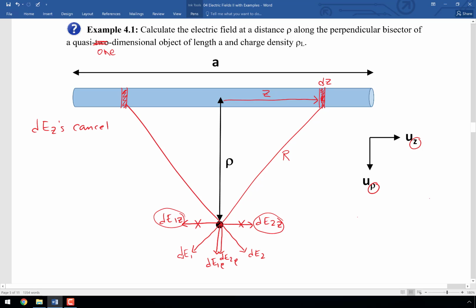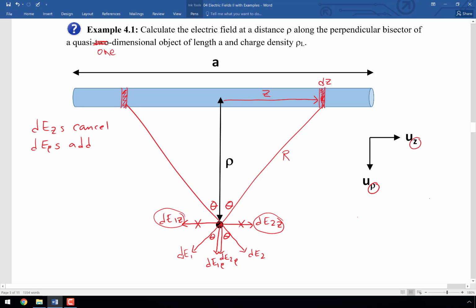But the dE rows, and there should not be an apostrophe there. Sorry about that. The dE rows should add because they're both pointing in the same direction. Now the question is, can I calculate dE rho as a function of just the overall dE? Well, I've got this theta right here. I'll call that theta. And as it turns out, by symmetry, that's also theta. And by geometry, that's theta.